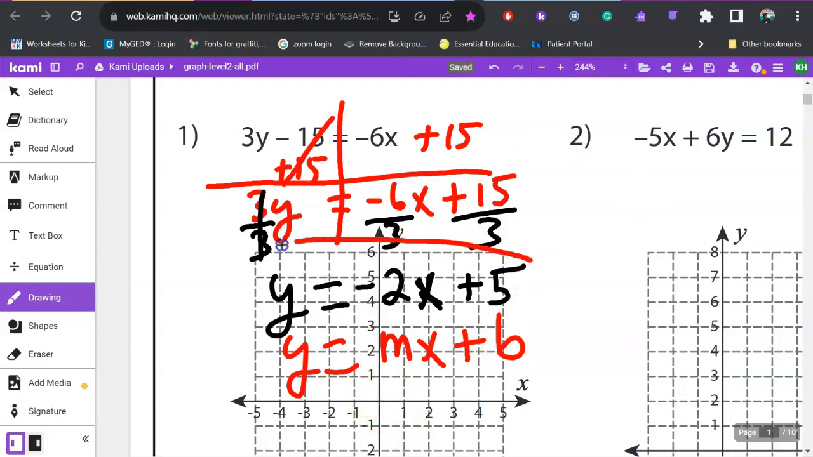Now, this is what I can solve. Let's do that again one more time. How do we do that?